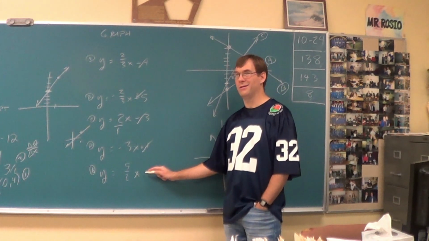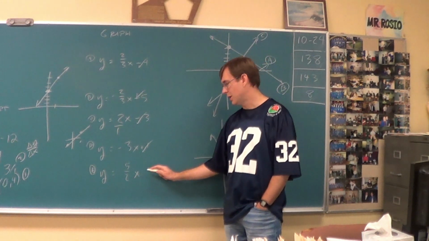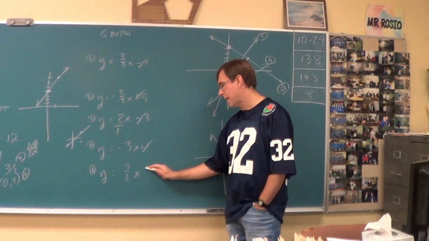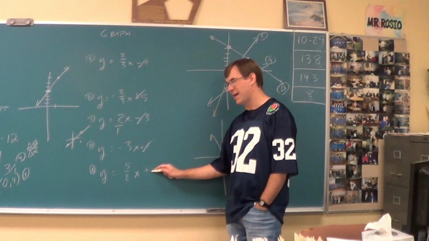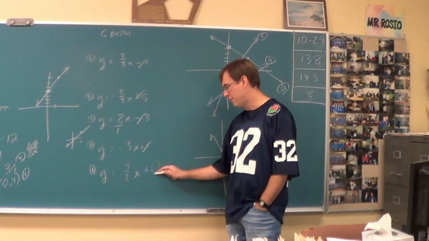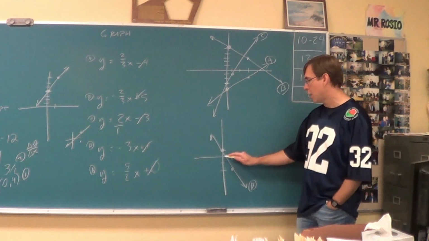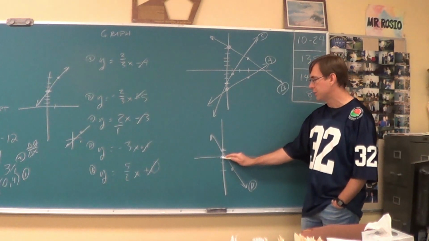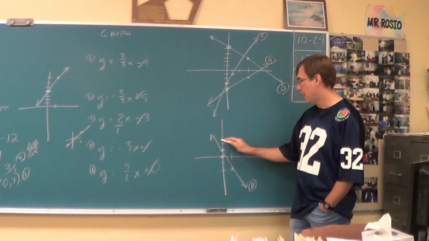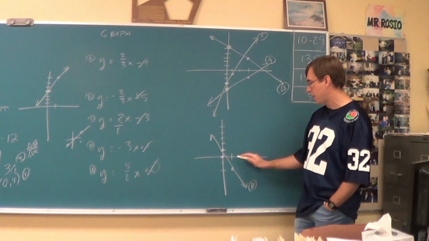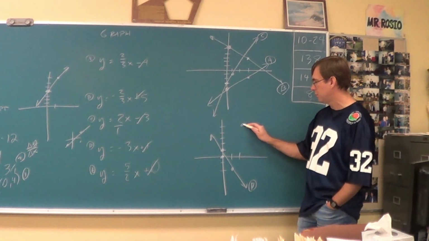Where are we going here? It's going to go up 5 over from the origin. There is no number added on, so really it's adding on 0, if you like that. So don't go anywhere. Just go to the origin as your home base. Up 5, right 2.